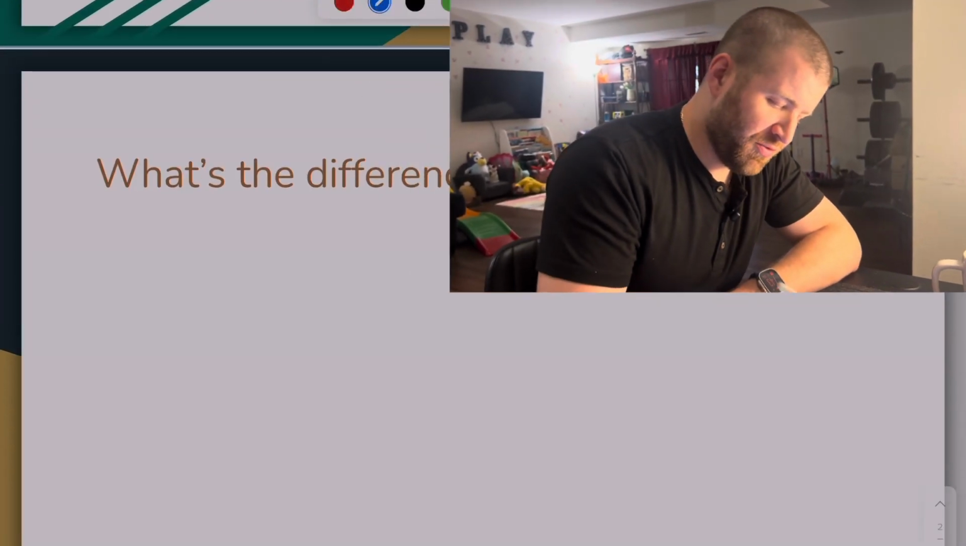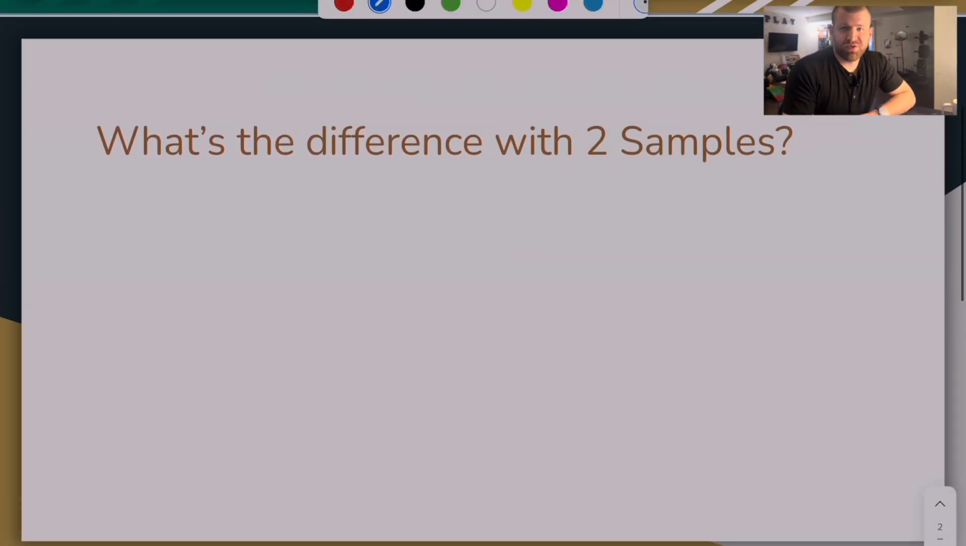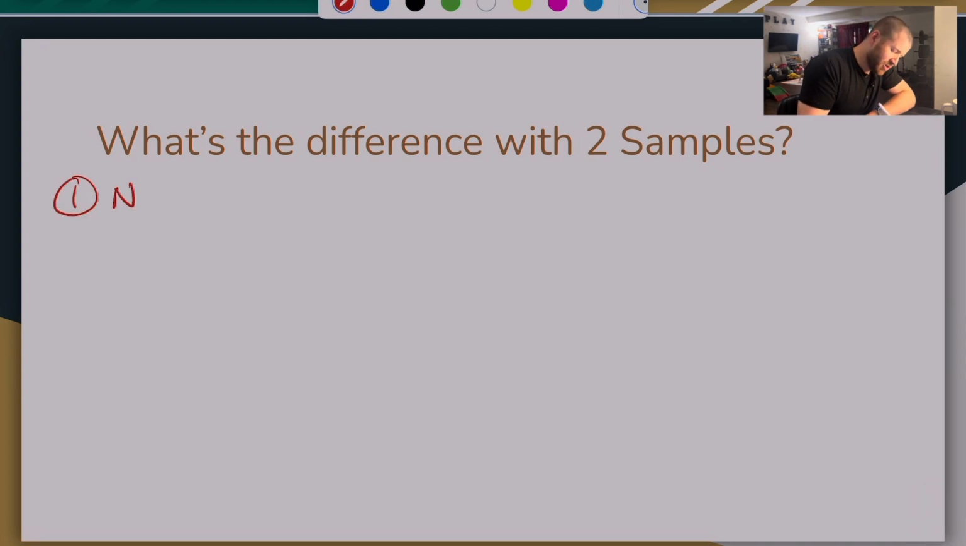In this video, we're going to talk specifically about two sample t-intervals and what is different about them compared to a one sample, and then we'll take a look at an example. So let's jump right into it. Without further ado, what is the difference with two samples? The biggest difference here is, one, I need to make sure that I have two independent populations.